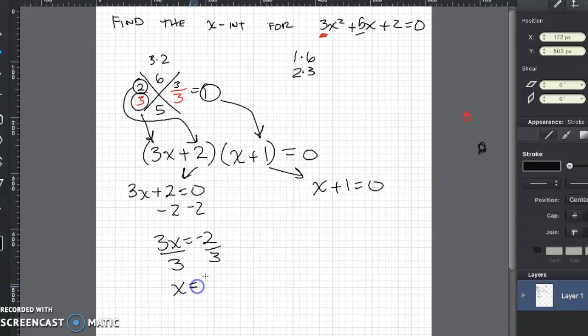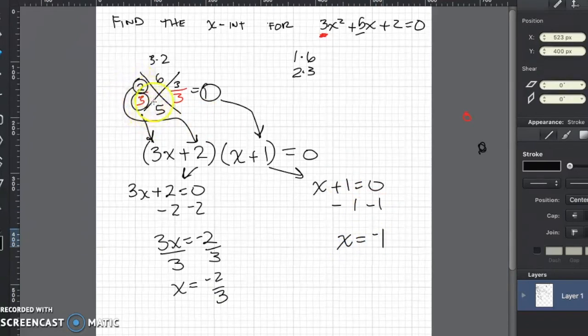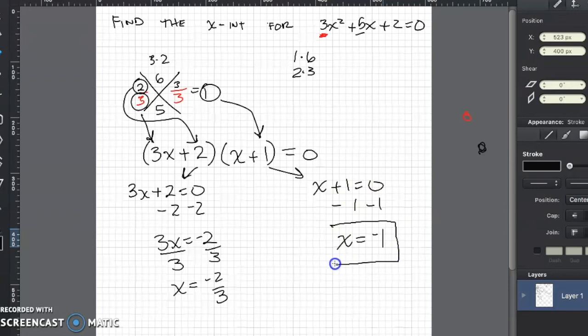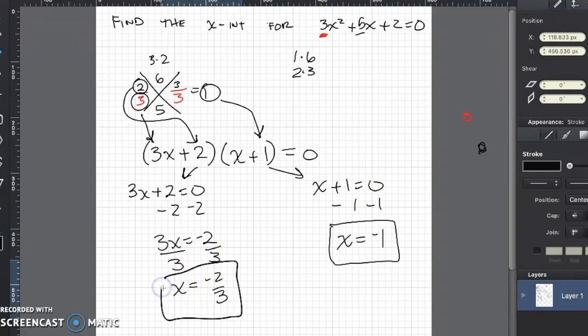For those of us who haven't seen this trick yet, it turns out that I have the opposite sign of what's here. If that's too hard for you, don't worry about it. But it turns out, and it's usually the case, that if this is 2/3, guess what this is going to be? It's negative 2/3. If this is a 1, guess what this is? It's a negative 1. So my two roots, my two x-intercepts, are going to be negative 2/3 and negative 1.